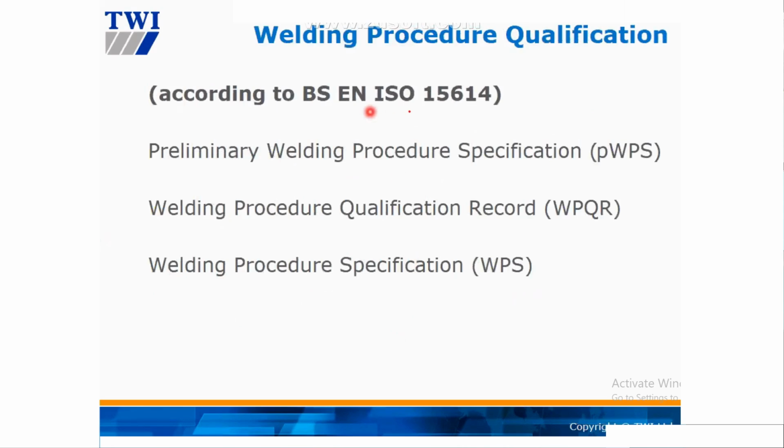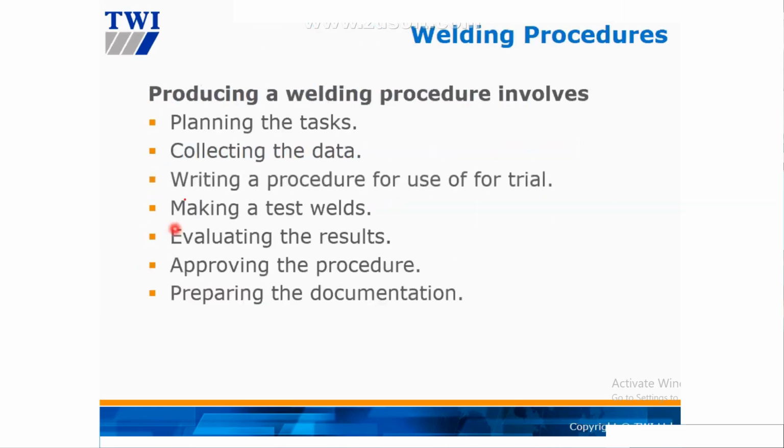So according to European EN 15614, we have a document they call preliminary WPS. Then we have the welding procedure qualification record, sometimes called the welding procedure approved record. And the last document is the WPS, welding procedure specification. So in order to produce the procedure, there is planning the task, collecting data, like we have the parameters record, the NDT record, the mechanical test record, all right?